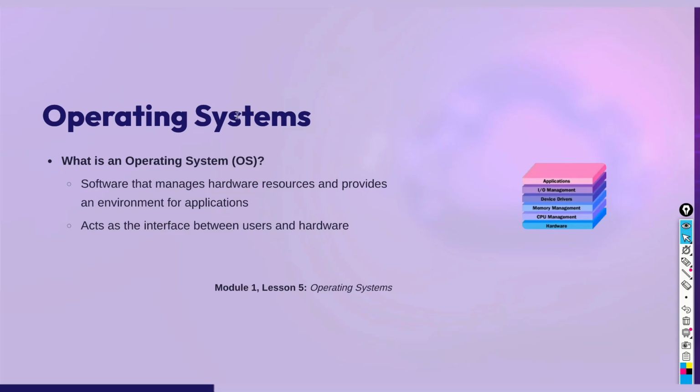So if you look at the picture on the right here, these are all the different things that an operating system actually controls. We have applications, input-output management, device drivers, such as your keyboard, your mouse, your webcam, your microphone, anything else. And then you have your memory management, which is your RAM, your CPU management, and your hardware. This can be like your outside physical hardware.